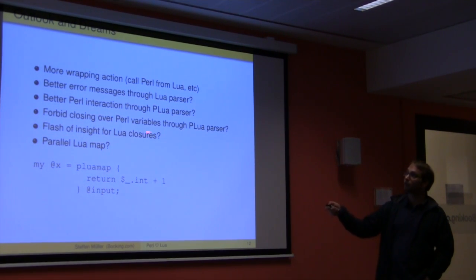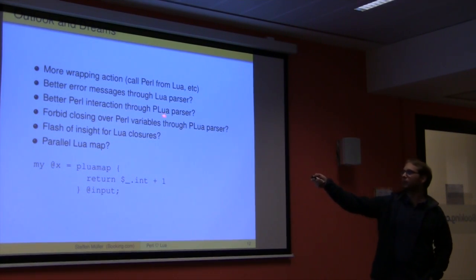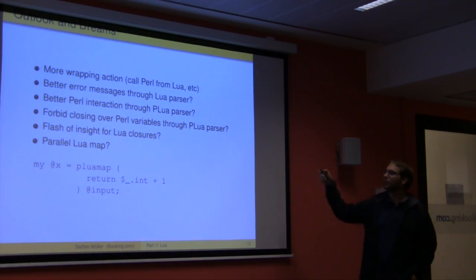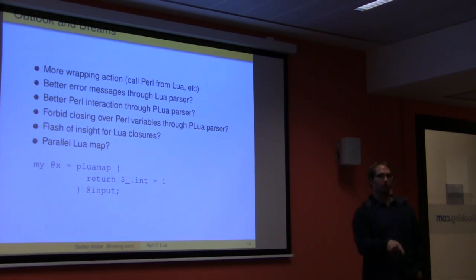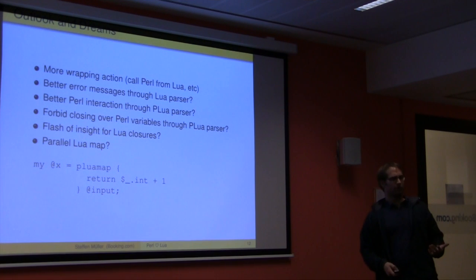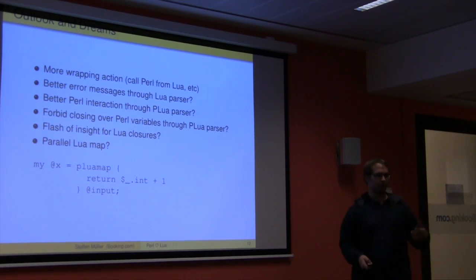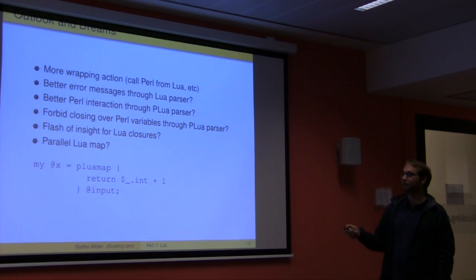The other thing one could do with a proper parser, I keep saying PLua parser but it's not what I mean, is that you can actually parse it and say, well, you're closing over a Perl variable inside the Lua closure, don't do that. So it's safe to use, rather than, I don't know, it might return undef, or it might segfault or something. And again, if somebody has an idea on how to hook into Lua closures, I was hoping on Rob, but he's not there.